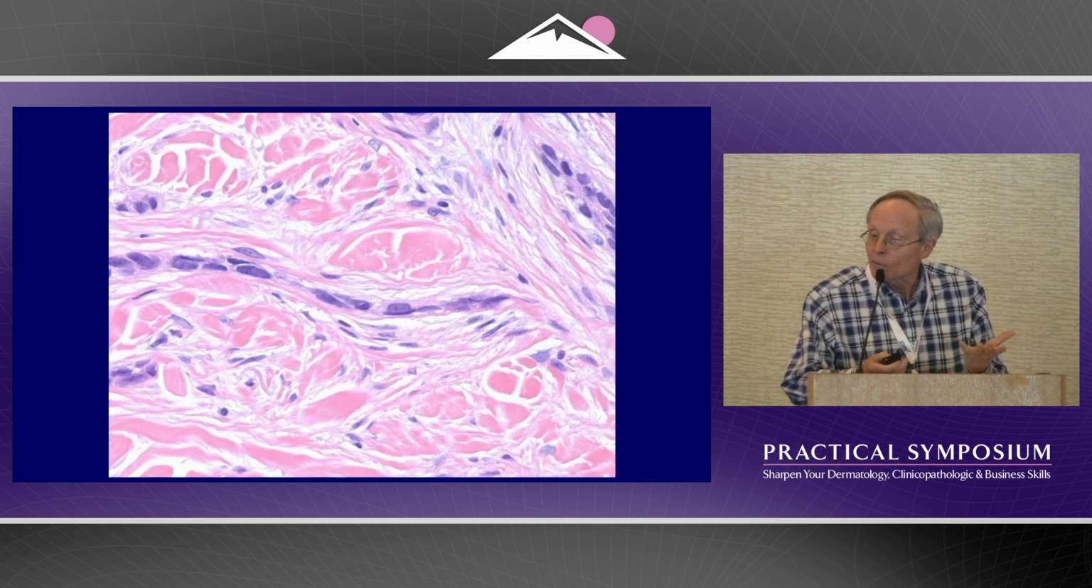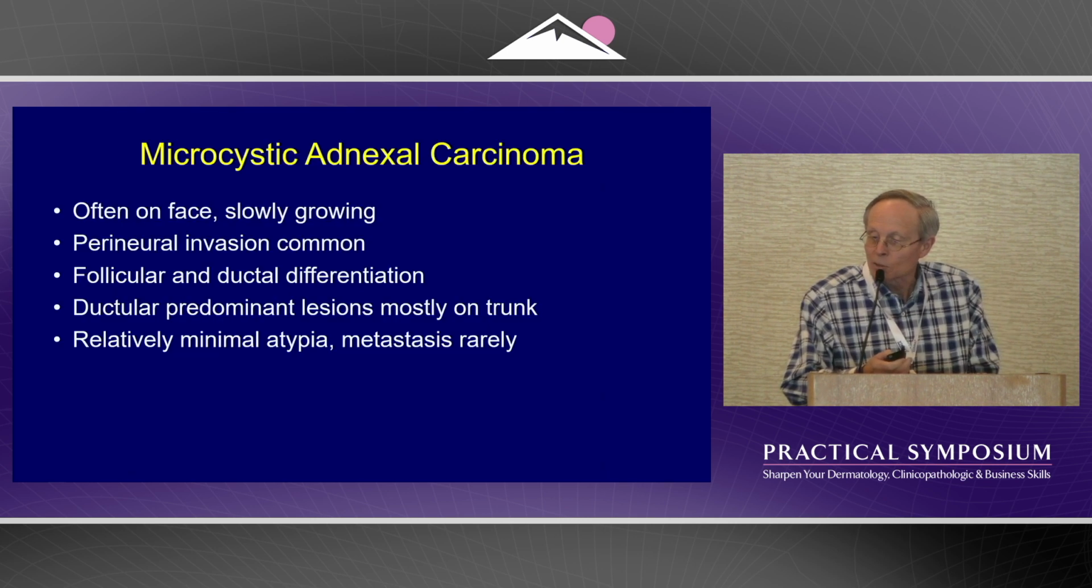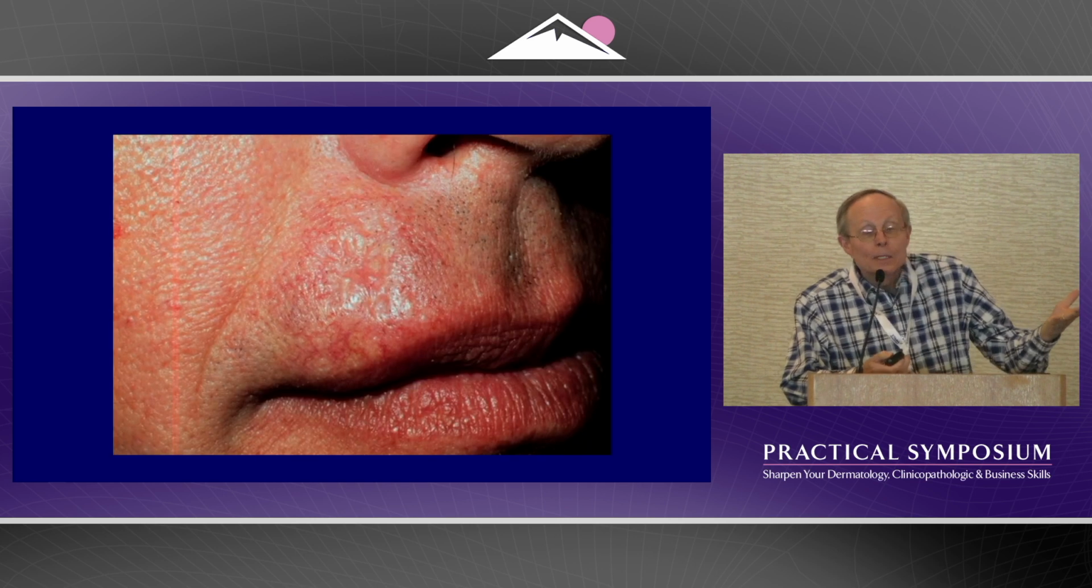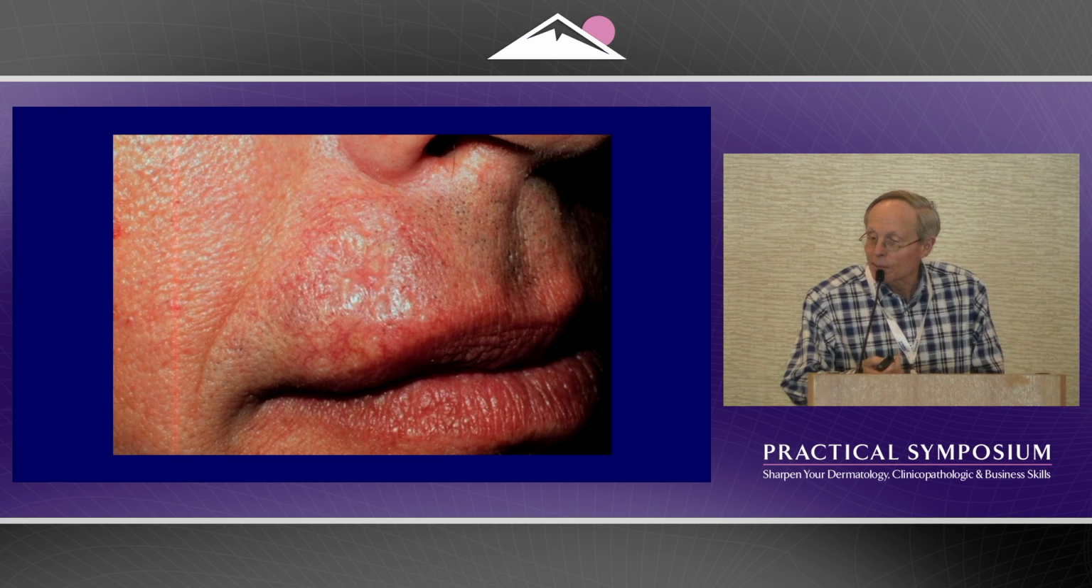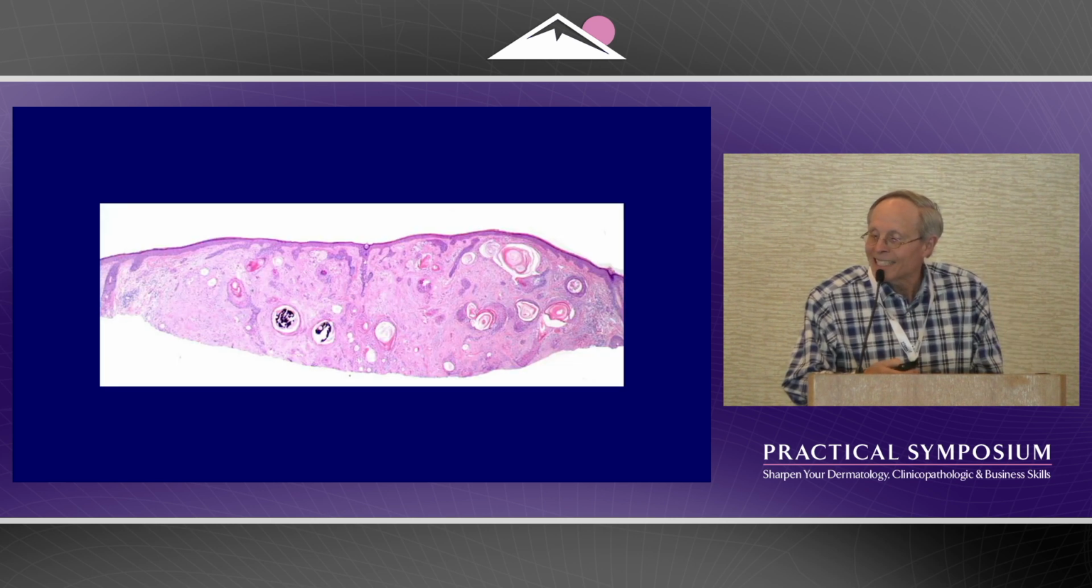So we would favor this being more of a morpheaform basal cell carcinoma. And then microcystic adnexal carcinoma, again, it looks the same. So clinically, they all look the same. And if you do shaves of these, sadly enough, you're not going to be able to get any diagnosis.